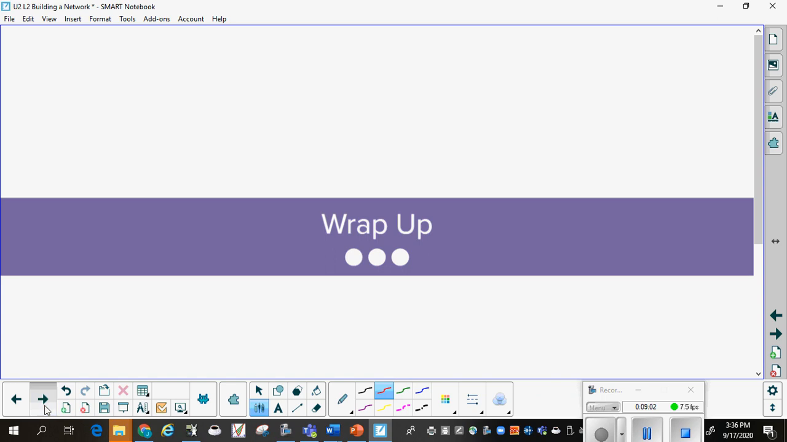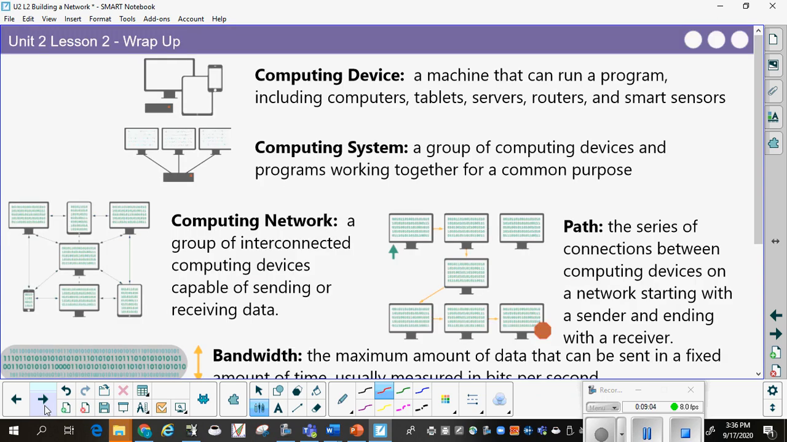Now, as we wrap up, a computing device is a machine that can run a program, including computers, tablets, servers, routers, and smart sensors. A computing system is nothing more than a group of computing devices and programs working together for a common purpose. A computing network is a group of interconnected computing devices capable of sending or receiving data. So essentially, a computing network is a computer system. A path is the series of connections between computing devices on a network, starting with a sender and ending with a receiver.